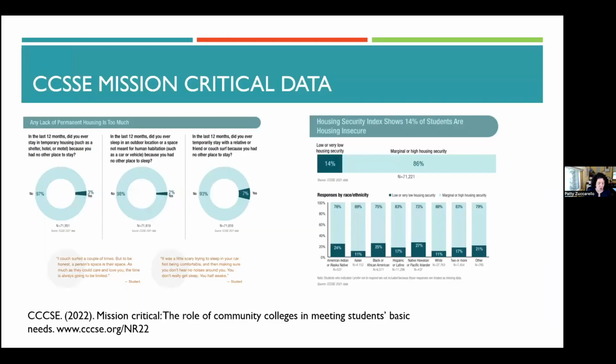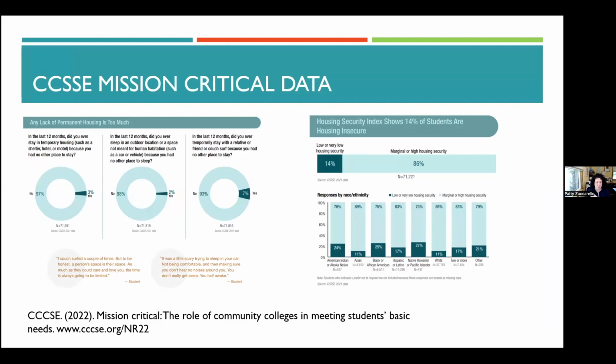Okay. So when we're thinking about data, right? Part of what the homeless liaison is doing is capturing the data about how many students and what kinds of services and what else should we be thinking about. I wanted to kind of situate you in the national picture first.